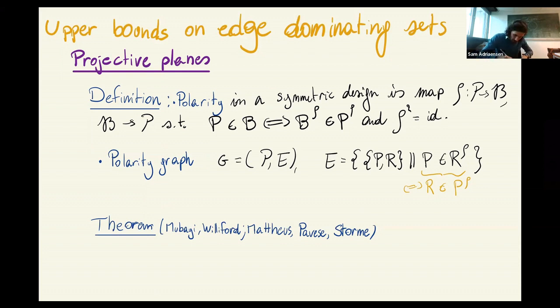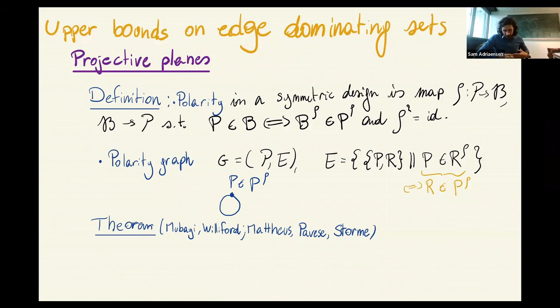And if you have a point P which is contained in its image under ρ, then we will put a loop on it in the graph. So it's not necessarily a simple graph, it can contain loops.